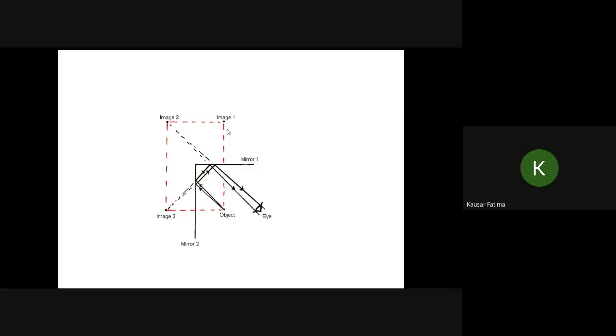Okay, and when the mirrors are perpendicular, see, this object and three images form a rectangle.